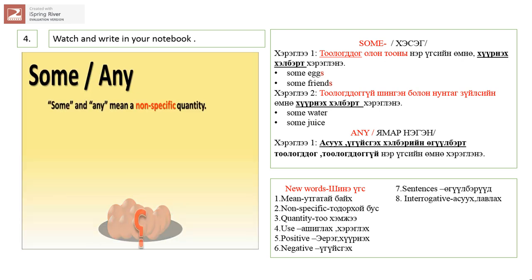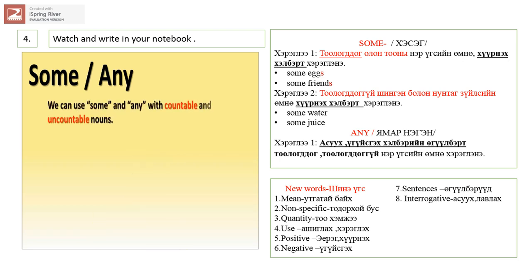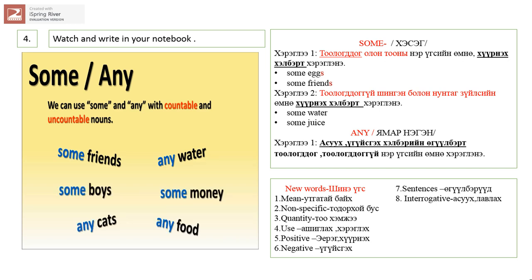Some and any mean a non-specific quantity. We can use some and any with countable and uncountable nouns. Some friends, any water, some money, any cats, some boys, any food.